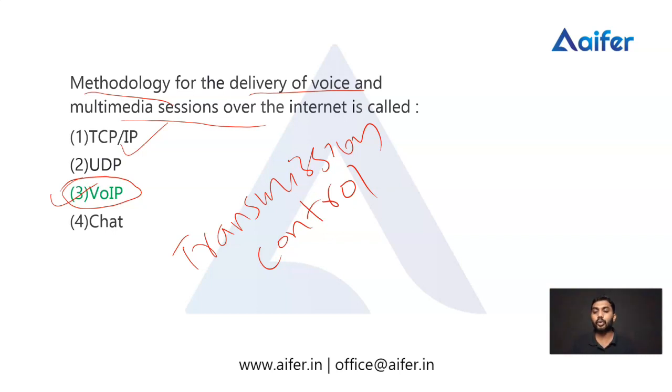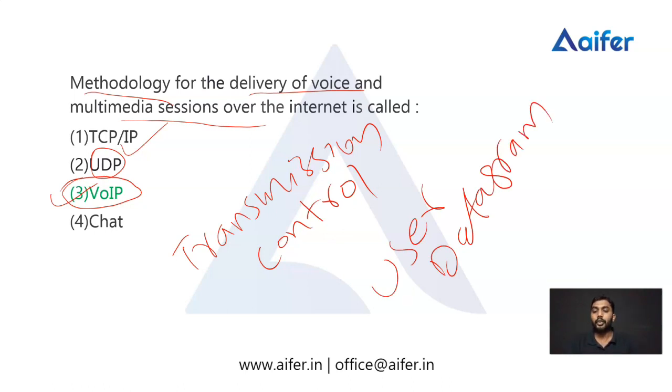TCP means Transmission Control Protocol, and IP is Internet Protocol. TCP, Transmission Control Protocol, facilitates the communication between computing devices. And the next one is UDP. UDP means User Datagram Protocol. So maybe next time we can expect the abbreviation of UDP. UDP is nothing but User Datagram Protocol, which allows computers to send messages between computing devices.